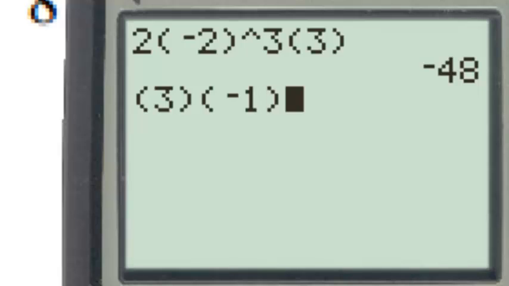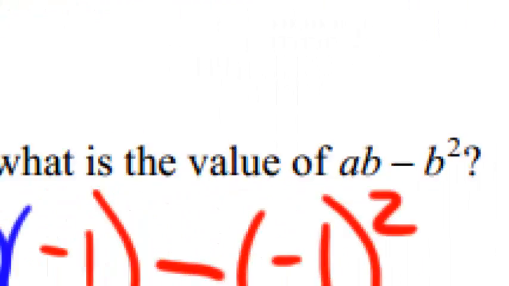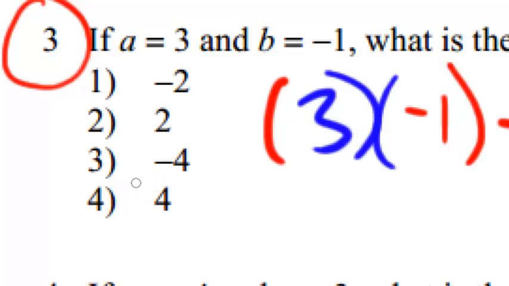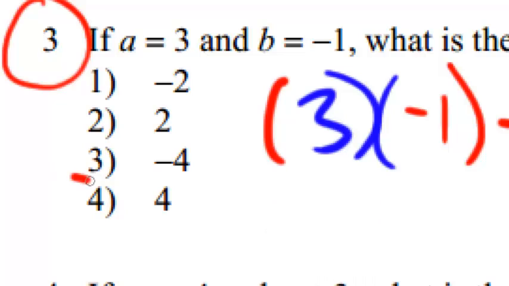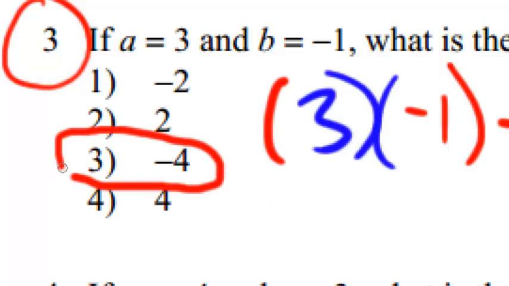Rather than the negative sign, I'm going to put the minus sign, open parentheses, -1. I'm going to raise it to the second power, and the answer is -4. So when we go to our options, is that an option? It certainly is. The answer to number 3 is option number 3.